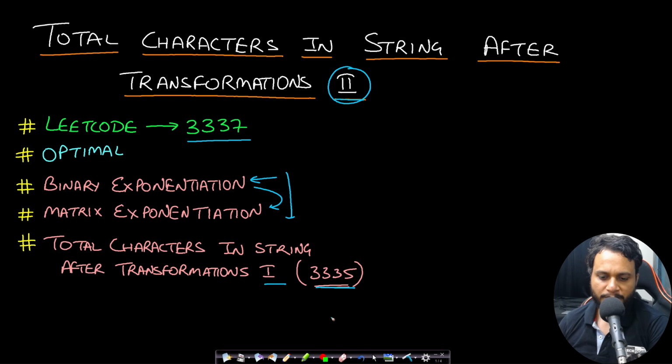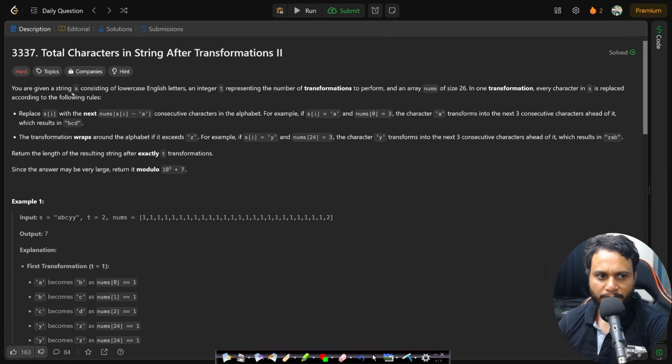Let's now read the problem statement. You are given a string s consisting of lowercase English letters, an integer t representing the number of transformations to perform, and an array nums of size 26. In one transformation, every character in s is replaced according to the following rules. Replace s at i with the next nums[s[i] - 'a'] consecutive characters in the alphabet. If s at i is a, then a minus a equals 0.